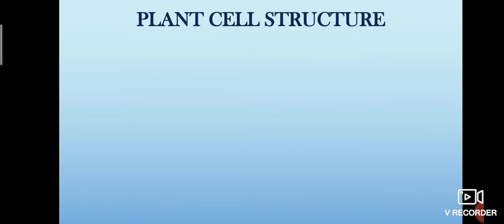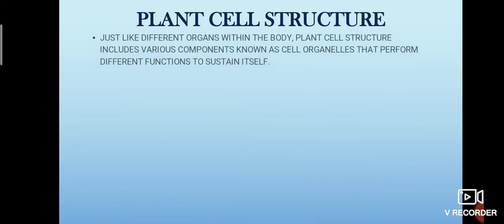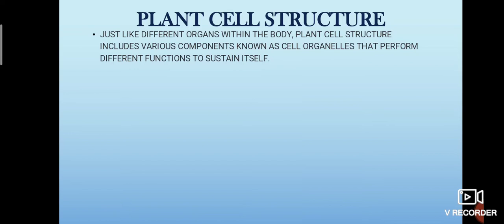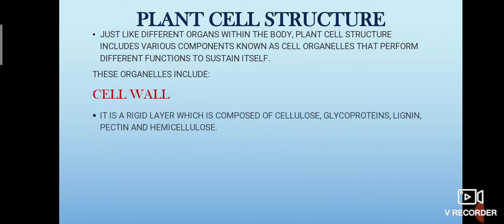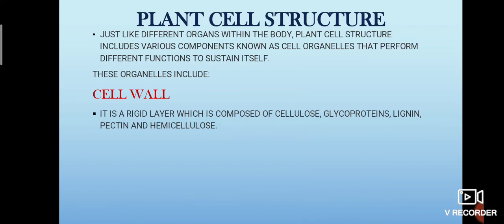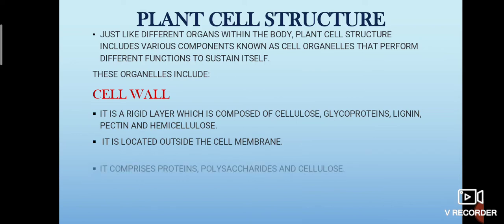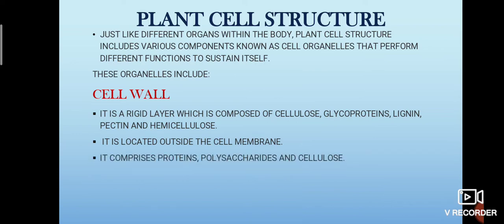Plant cell structure. Just like different organs within the body, plant cell structure includes various components known as cell organelles that perform different functions to sustain itself. These organelles include cell wall. It is a rigid layer which is composed of cellulose, glycoproteins, lignin, pectin, and hemicellulose. It is located outside the cell membrane. It comprises proteins, polysaccharides, and cellulose.